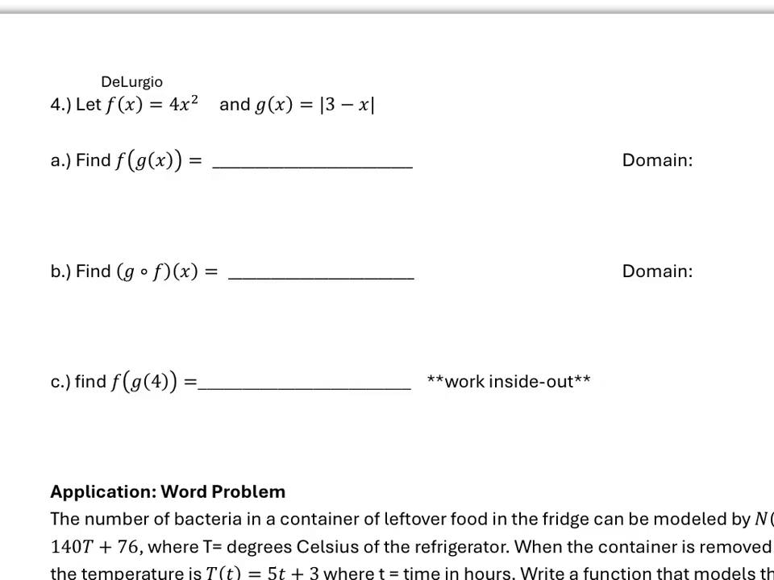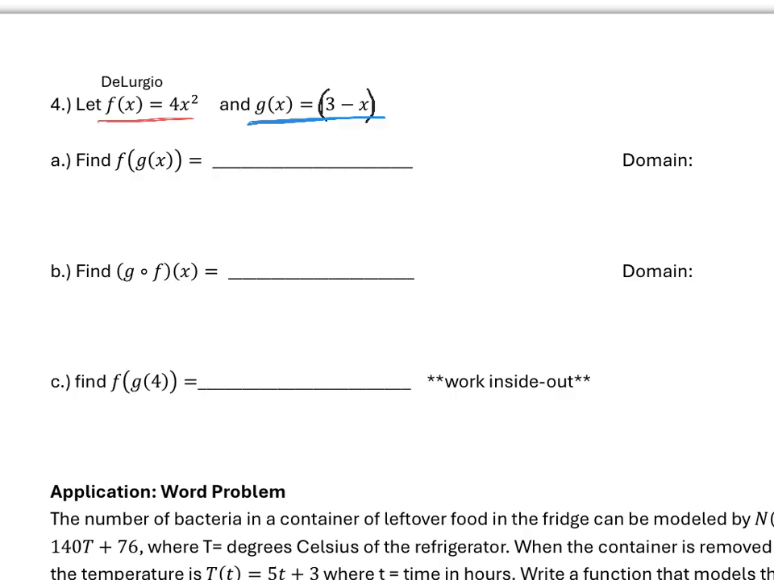Okay, so then a couple more little compositions. So if f of x is 4x squared and g of x is, we're going to change this. I'm going to do these as parentheses, not as absolute value. g of x, so make sure you change that in your notes, is 3 minus x.